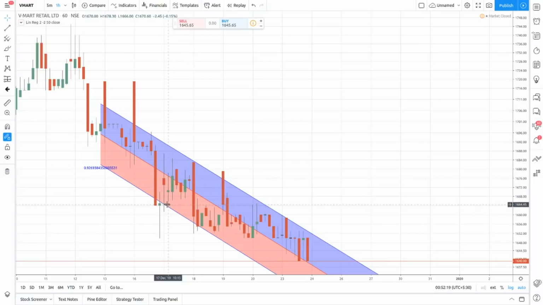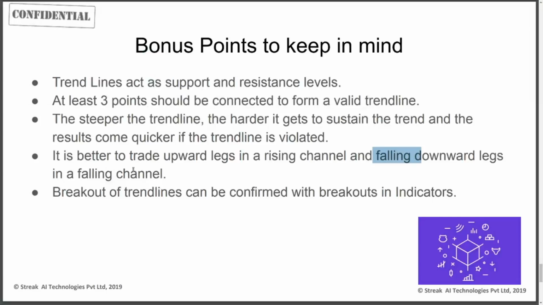If you see here, the difference is from 1676 to 1664, so about 12 points. But the leg with the trend is much longer: 1698 to 1667, about 30 points. That's what we mean by saying that in an upward regression trend, trading the upward legs is better, and in downward regression channels, trading in the falling direction is better.